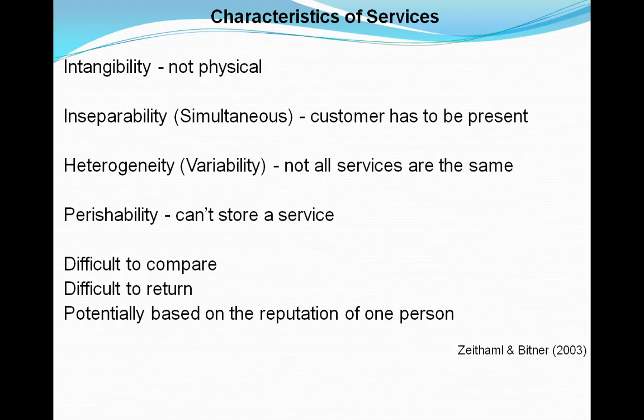How do you compare service? What are your parameters? It's difficult to return. Obviously, you can complain, and potentially based on the reputation of one person. And then it's your opinion that the service is good, but as I said before, someone else might think it's not a very good service.